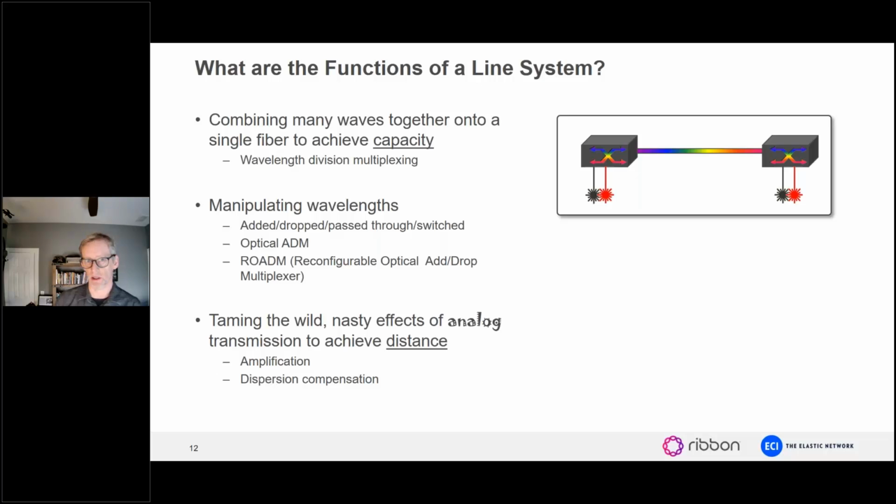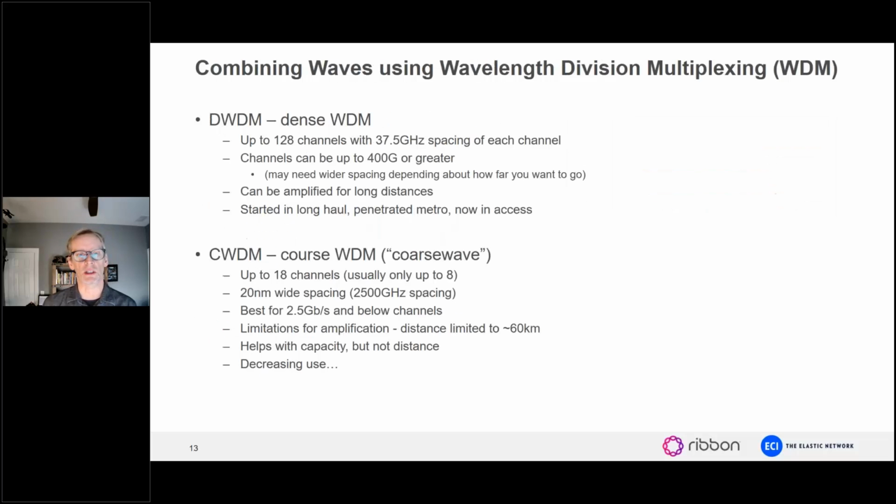The third thing that a line system does for you is it tames the wild, nasty effects of analog transmission on the fiber to help you achieve distance. In particular, we'll talk about amplification. We'll talk a little bit about dispersion compensation as well. So let's talk about these three functions in the next few slides.